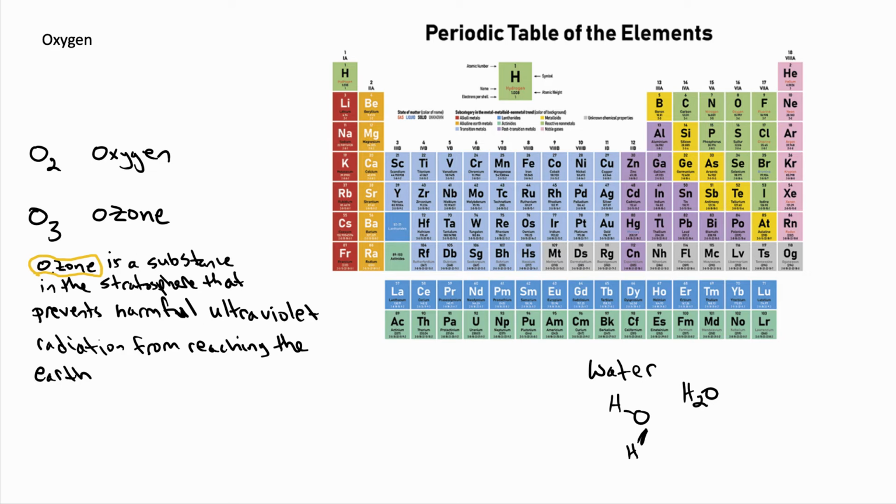So here is one of those terms that you need to define. Ozone is a substance in the stratosphere that prevents harmful ultraviolet radiation, or you could say light, from reaching the Earth, okay? And so that's why ozone is important.